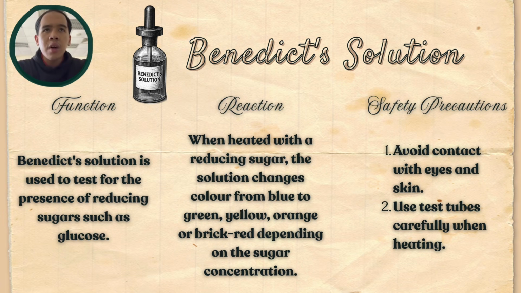During the experiment, Benedict solution is mixed with the sample and heated. If reducing sugar is present, the blue solution changes color to green, yellow, orange, or brick red depending on the concentration of sugar. When performing this experiment, test tubes should be heated carefully using the correct laboratory techniques, and contact with the reagent should be avoided.